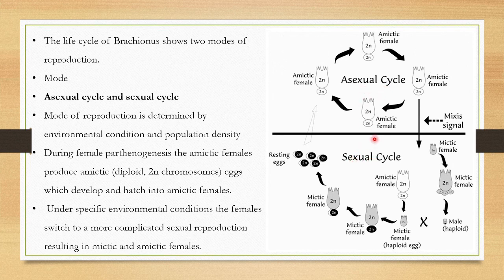So this asexual cycle and sexual cycle are determined by the environmental conditions. This is determined by the environmental condition and also the population density of rotifers. So these two factors determine which form of reproduction is to follow.